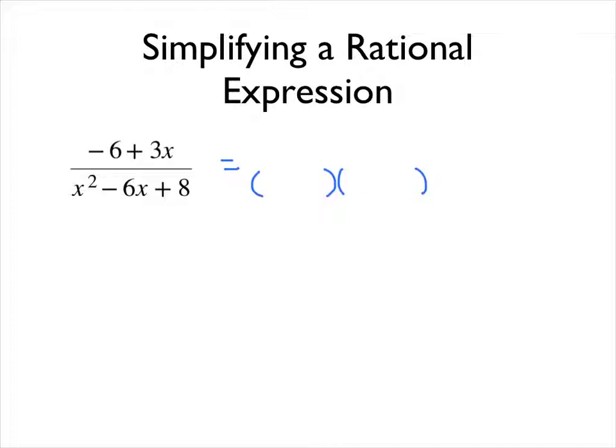Factors of 8 that add to negative 6 would be negative 2 and negative 4. All right, so now I can think about what I want to do to that numerator, and most likely I'm going to be looking for something I can do to that numerator that's going to give me one of those two binomials you see in the denominator.